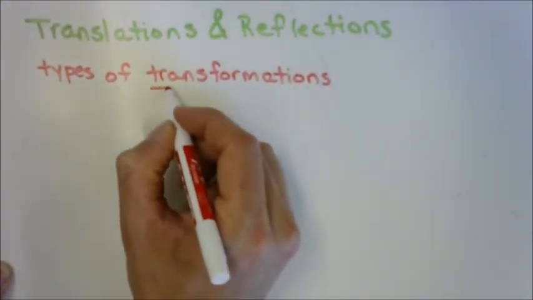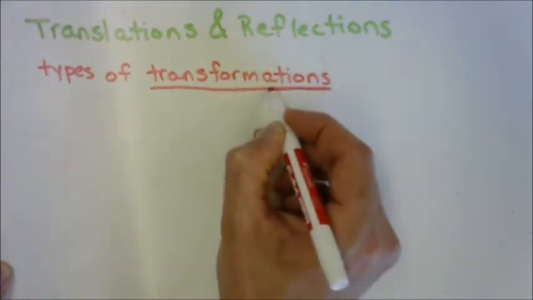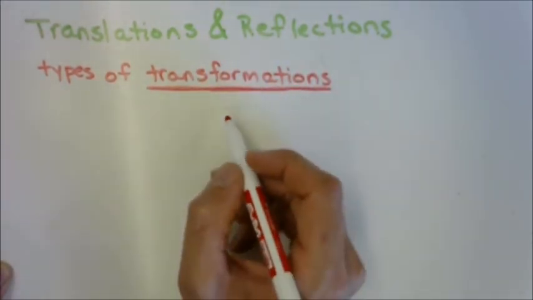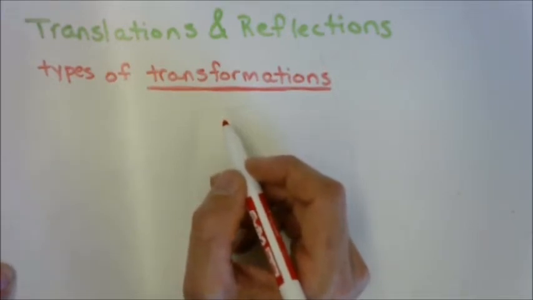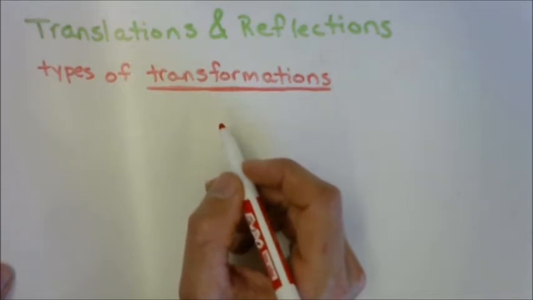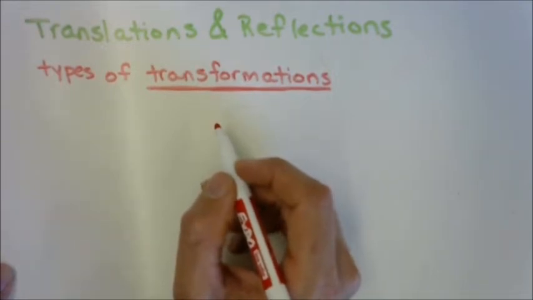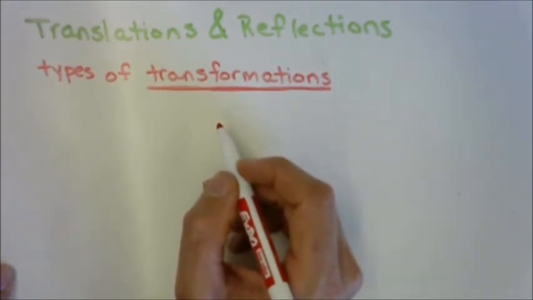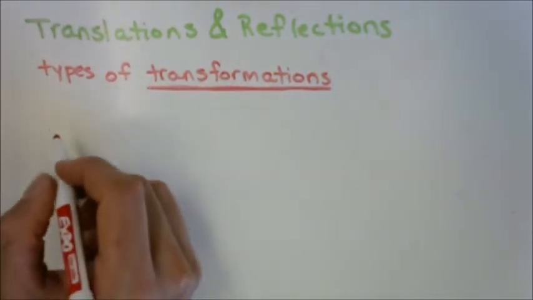And this word transformations, we're going to be talking about quite a bit this unit. It just means any way that you are moving or changing a basic graph. Okay, so here we have two figures, and they are being transformed. One of the transformations is going to be a translation, and the other one is a reflection.